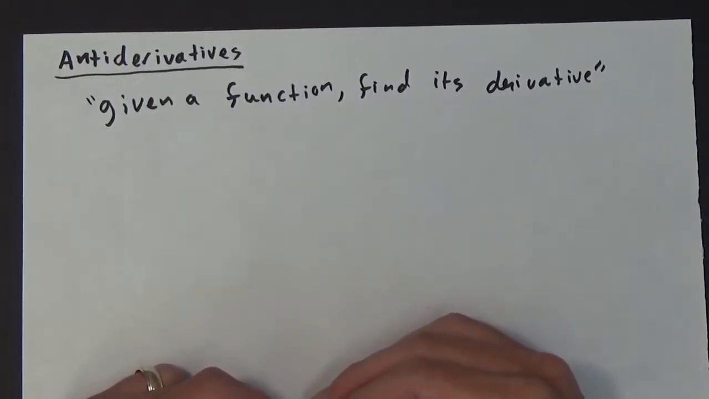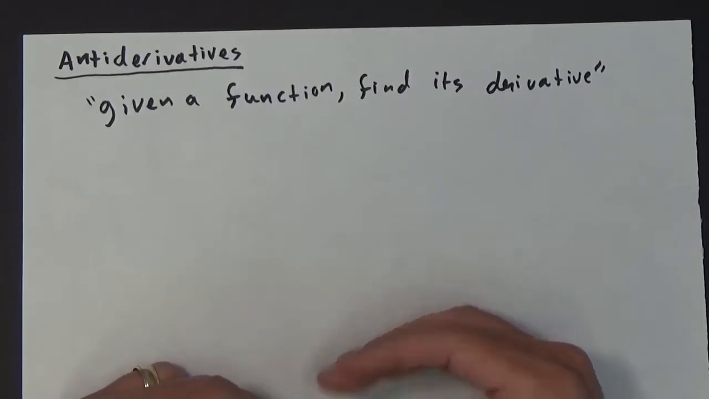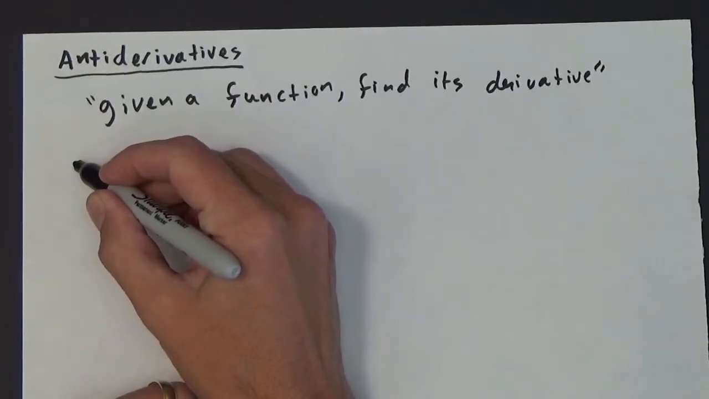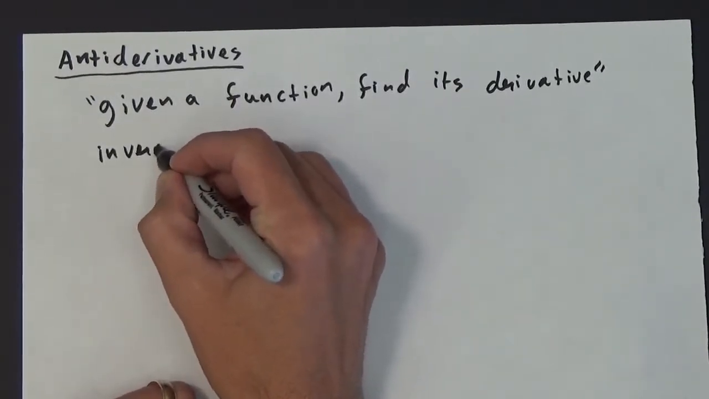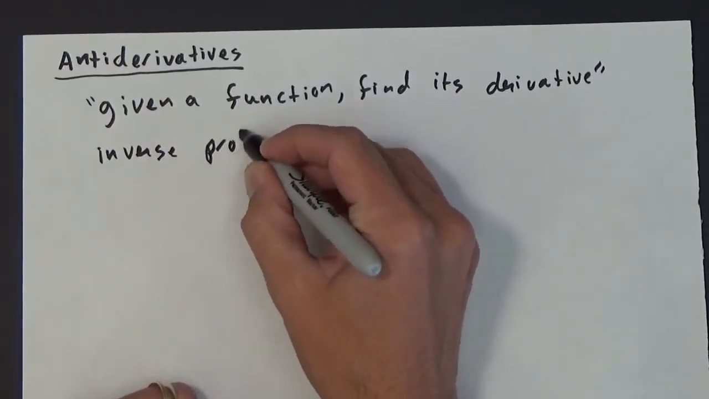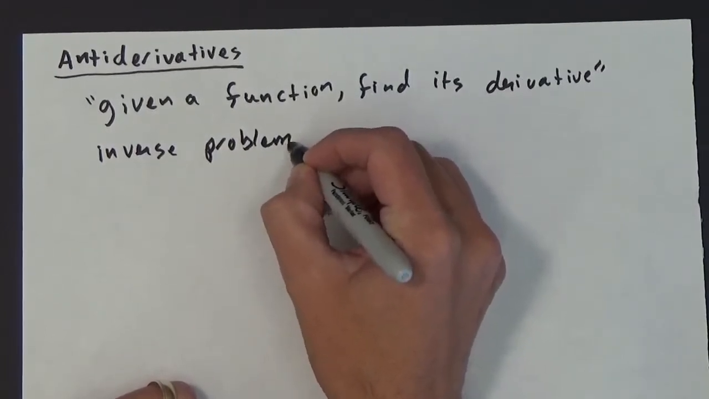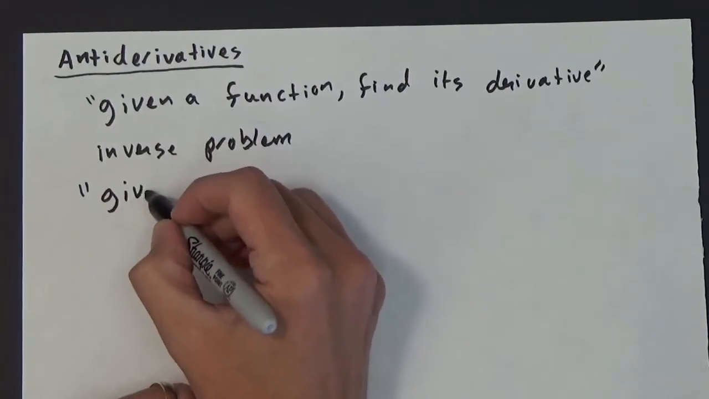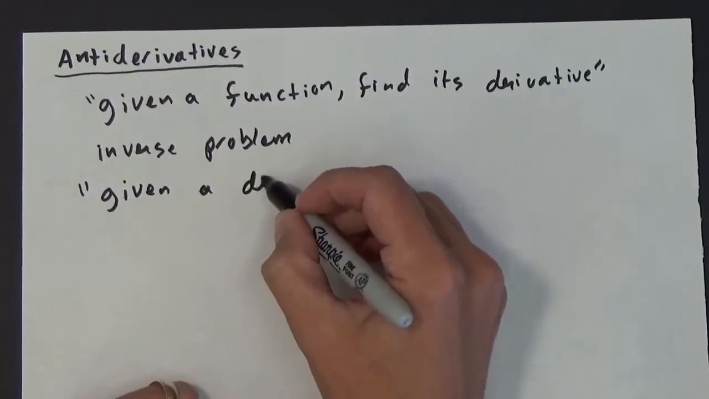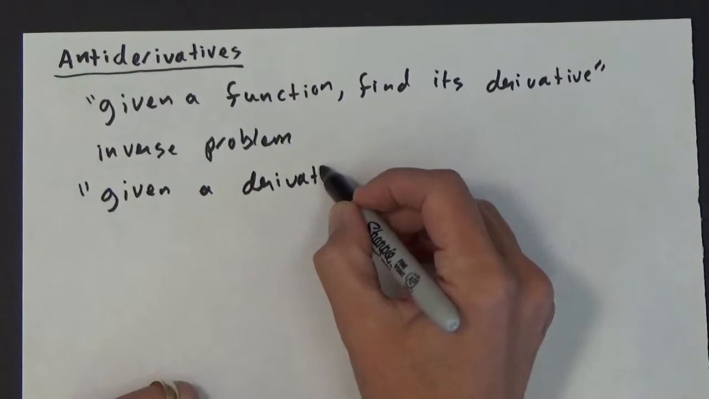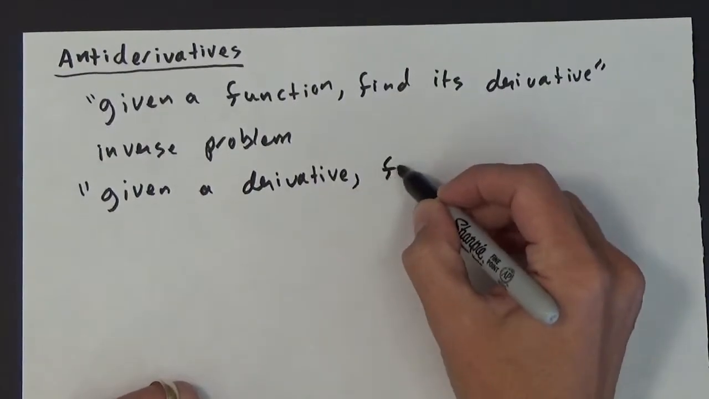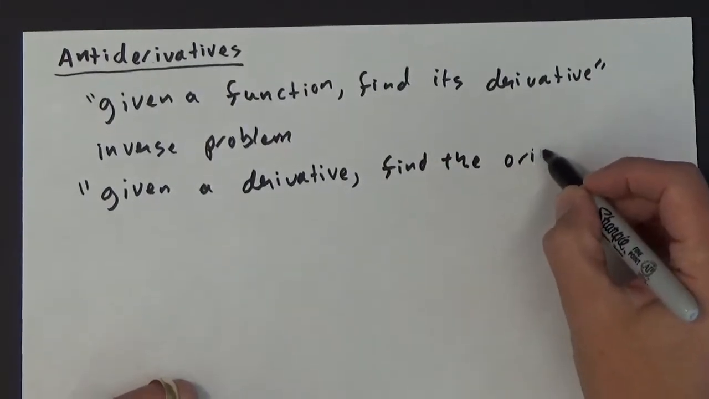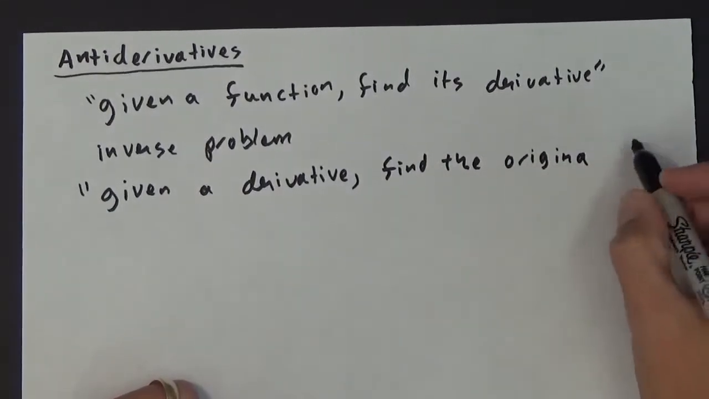But many applications in calculus involve the inverse question. So now let's look at the inverse problem. And the inverse problem is, given a derivative, find the original function.